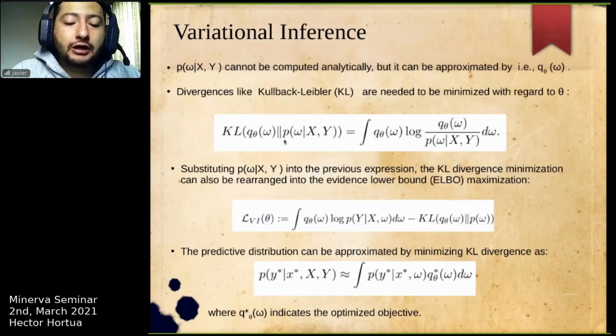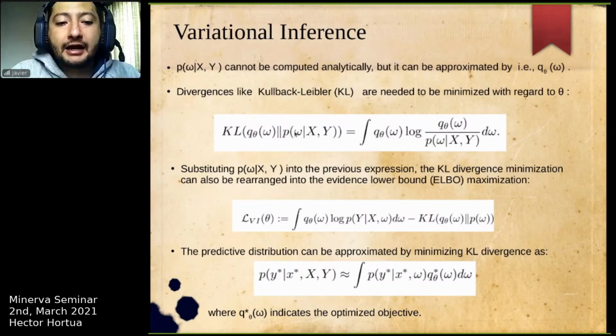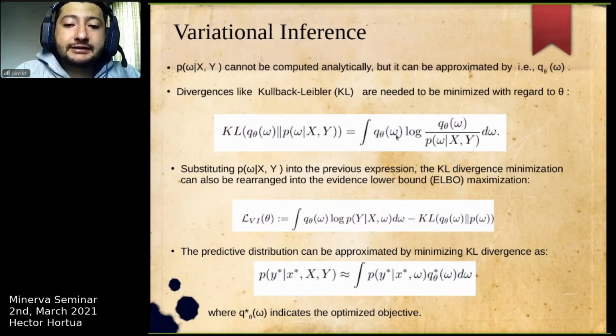The way to know how close those distributions are is to use a divergence. In variational inference it is common to use the Kullback-Leibler divergence, KL, and this divergence is given by this expression that you can see here. The idea is to minimize the KL so that we know we have a good approximation of the distribution. So here we try to minimize the KL with respect to the parameters theta. Since we need to compute this integral, now we want to minimize this integral.